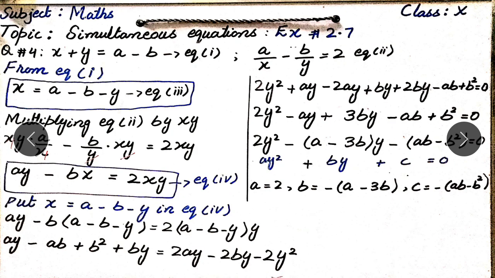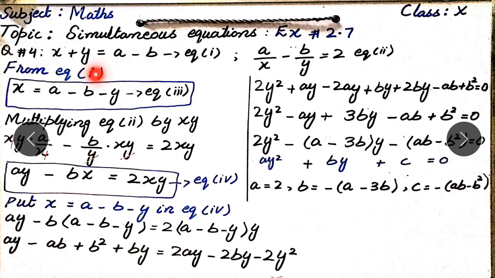The next question is question number 4. Questions number 2 and 3 are similar to question number 1. Therefore, question number 2 is similar to question number 1 and question number 3 is the same as question number 4. So let's solve question number 4.